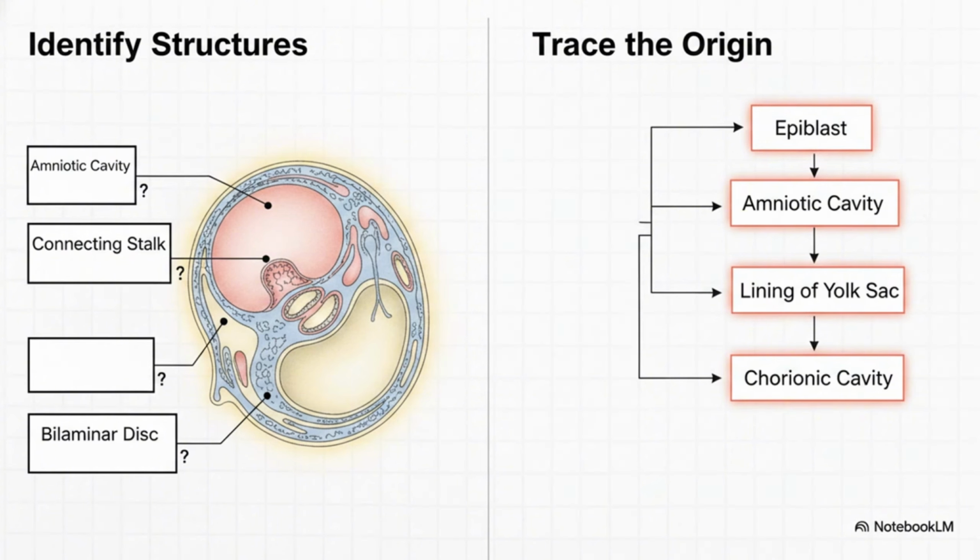And a quick tip for your practicals, get comfortable with the diagrams. You should be able to look at an image from day 8, 9, 12, or 14 and label all the key parts. For written exams, a classic question is to ask you to trace the origin of a cavity, like the amniotic sac, all the way back to its precursor cells. Knowing those pathways shows you really get it.